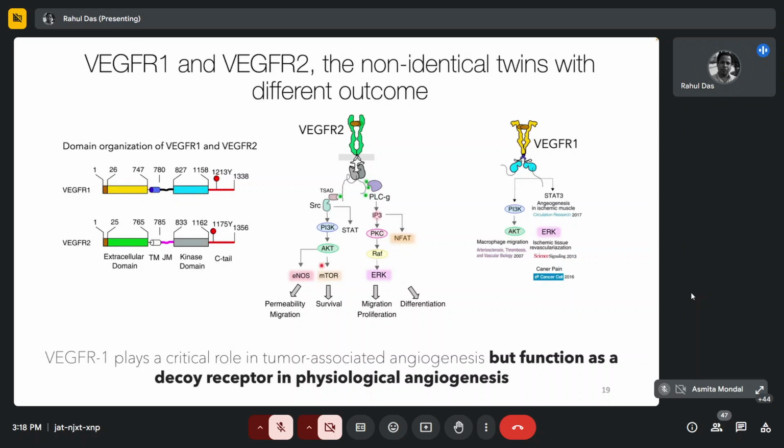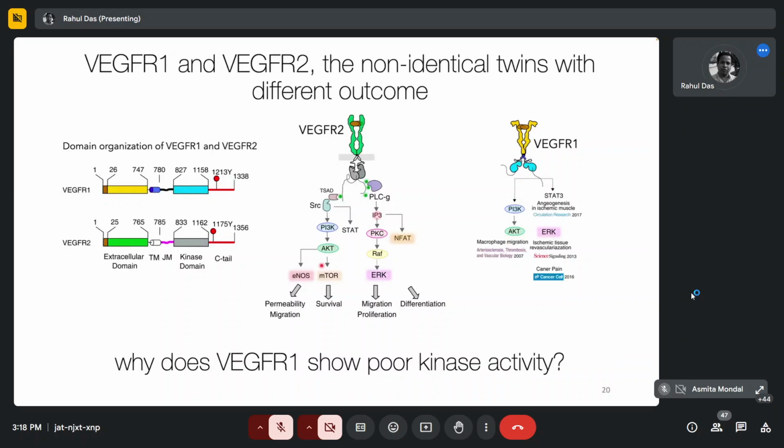So the first thing that we did in the lab is to set up an assay system so that we can study this receptor in the lab, right? You cannot study this receptor in an animal model. So what we did is we set up an assay system and try to answer this question: why VEGFR1 behaves distinctly from VEGFR2 and shows a very poor kinase activity, or catalytic activity, under normal physiological condition.